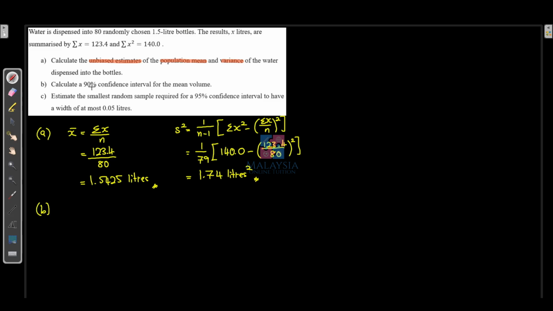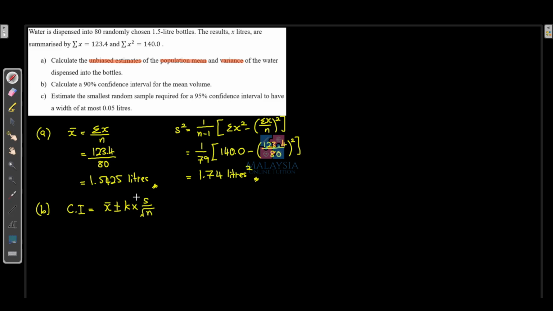For part B, calculate a 90% confidence interval for the mean volume. For confidence interval questions, first thing first, you have to start with the formula. So the formula for the confidence interval for the mean volume, or population mean, is CI equals X bar plus minus K times the unbiased estimate of the population standard deviation divided by square root N. As you can see here, K depends on your confidence interval percentage. In this case, for part B, we have the confidence interval of 90%.